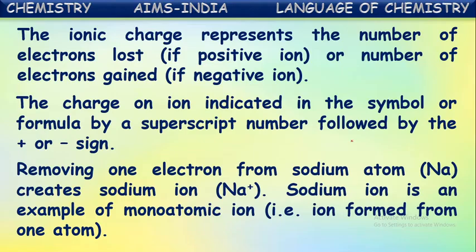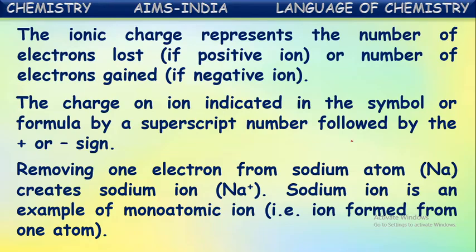Removing one electron from a sodium atom creates a sodium ion. Yes, sodium loses one electron so that it forms a sodium ion, or Na+ ion. So the sodium ion is an example of a monoatomic ion. Monoatomic means the ion is formed by one atom.